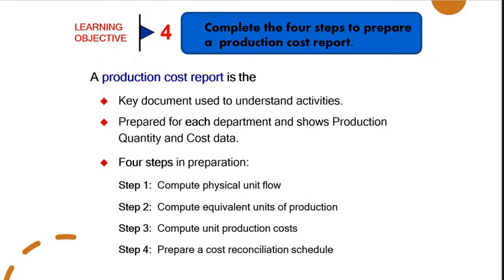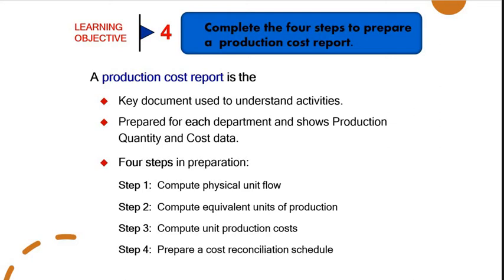Next. Now, let's proceed to the production cost report. So, this production cost report is an internal report for management that shows both the production quantity and the cost data for a production department. So, in order to complete a production cost report, the company must perform the following steps. We have 4 steps, which as a whole make up the process costing system. That is our topic, okay?